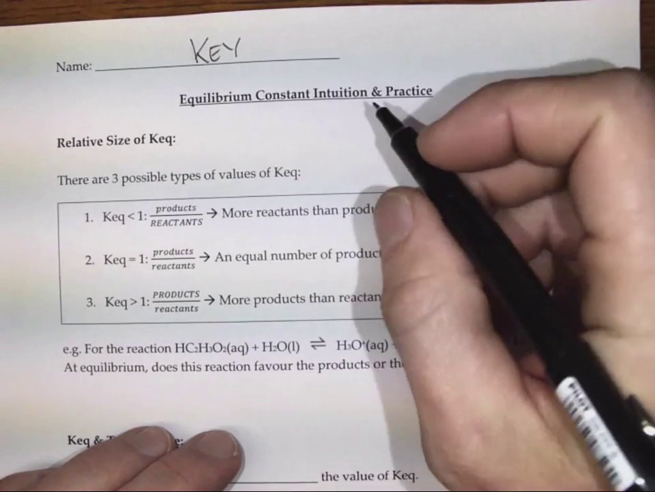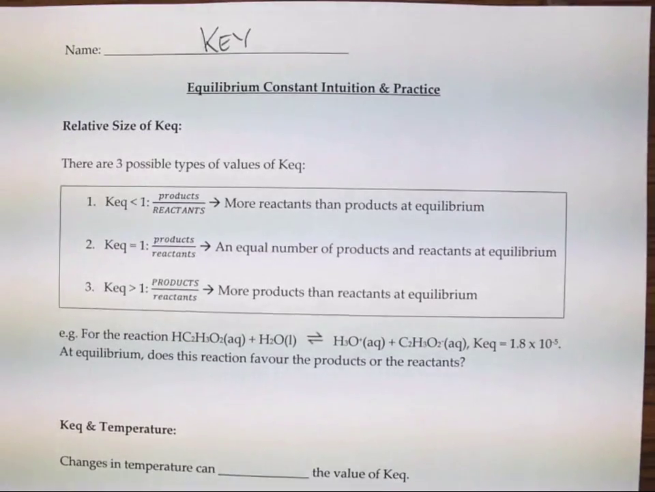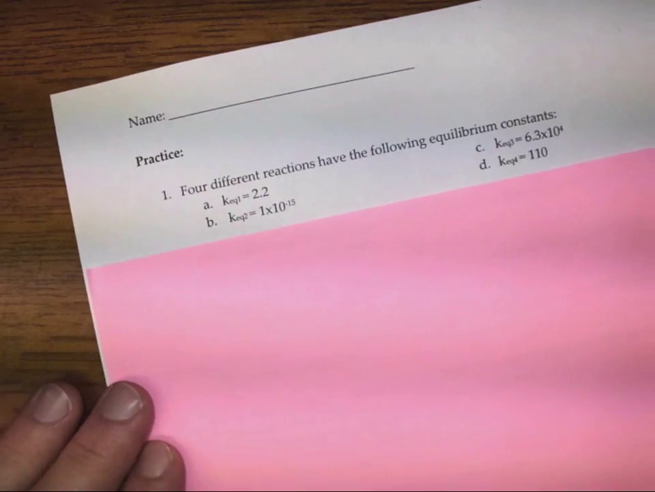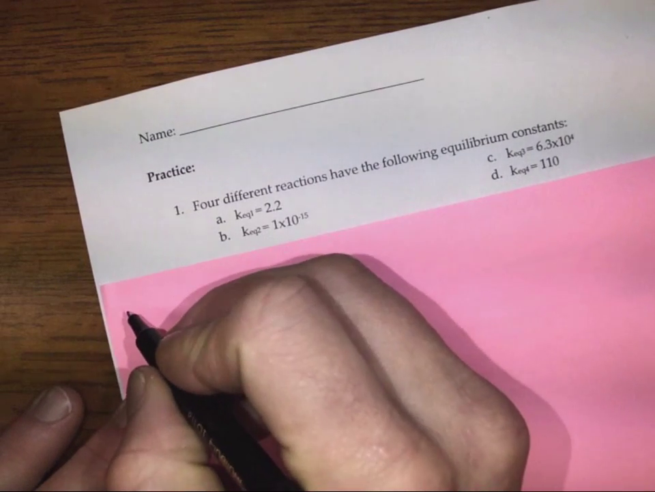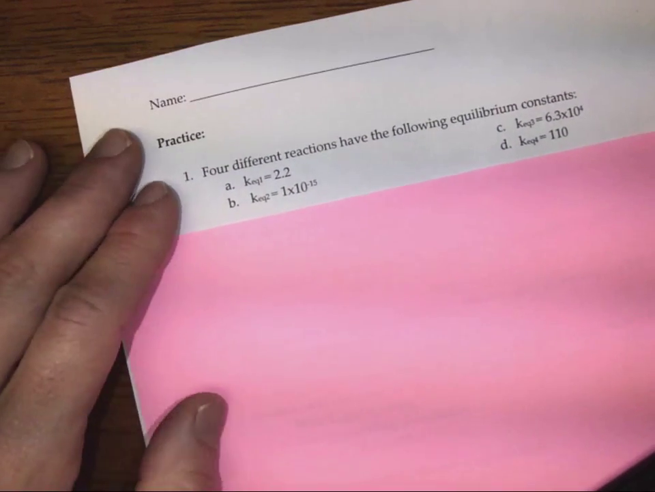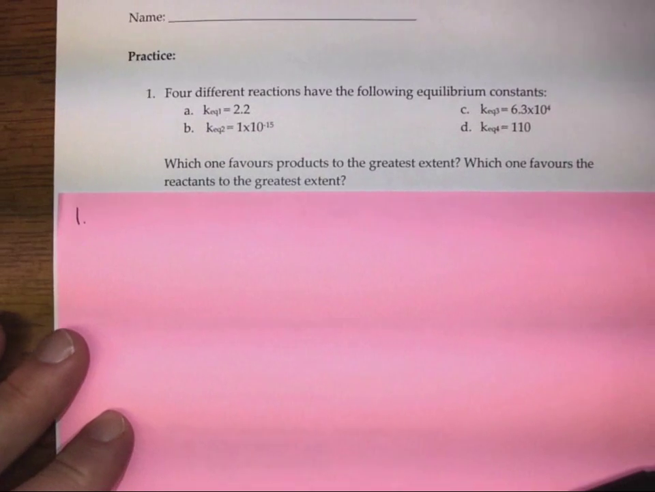Some practice that we're going to do with using the equilibrium constant, also known as KEQ. All right. So, question 1 first asks the question, given certain equilibrium constants, and we have 4 of them.